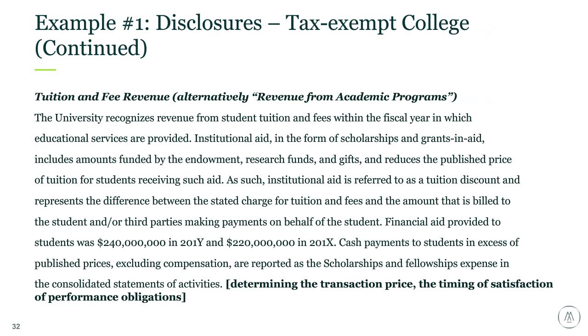Here are some examples of the disclosures. I'm not going to read each disclosure, however, I'm going to point out the particular items within each that satisfy ASC 606 requirements. This discloses how the transaction price is determined. It discloses that it's the stated charge for tuition and fees, less tuition discount, equals amount billed to the students. It also indicates how the discounts are recorded and how much is recorded. The timing of satisfaction is also disclosed as being recognized as revenue from student tuition and fees within the fiscal year in which educational services are provided.